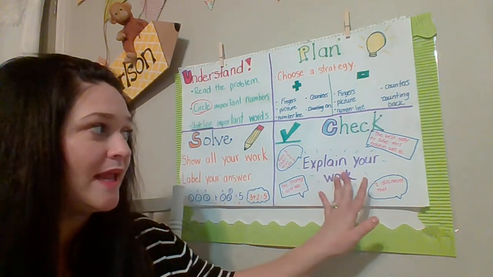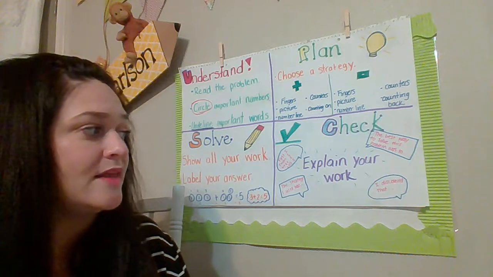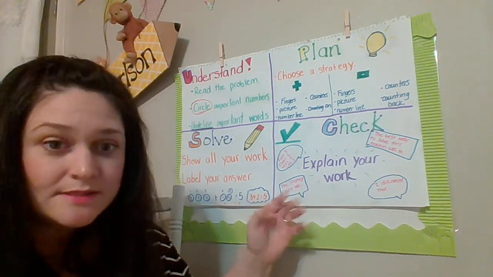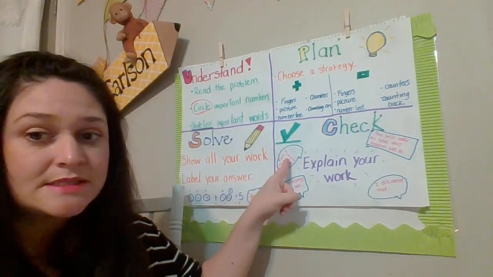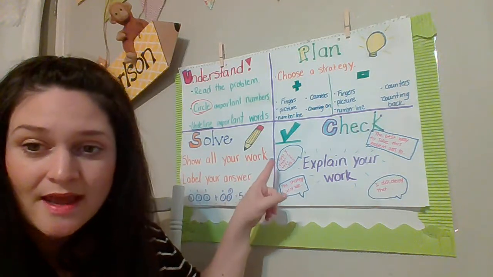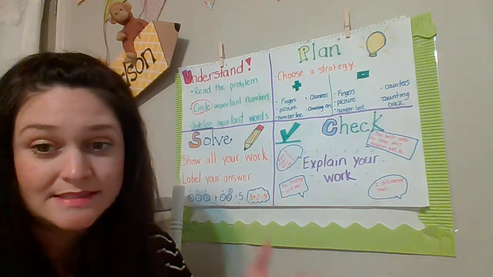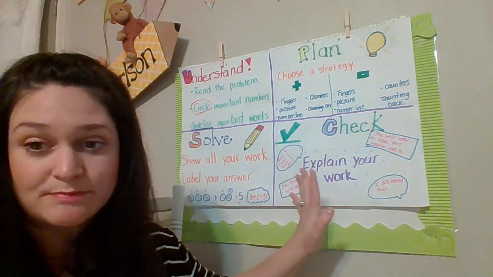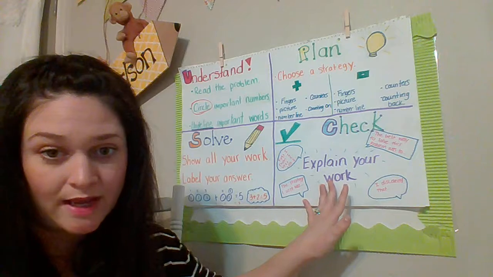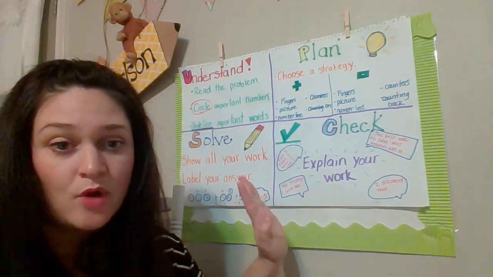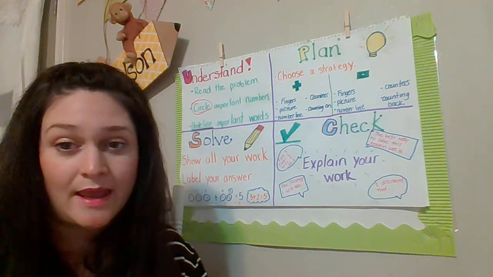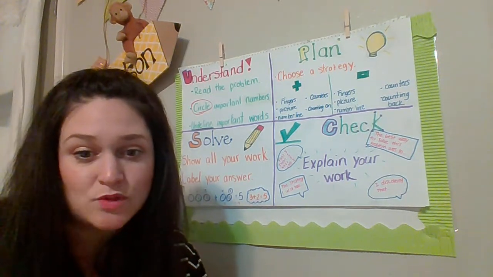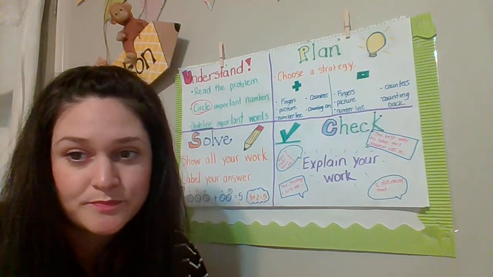How do you know? Can you tell me what steps you went through? And so when you're explaining your work, you're going to say things like, the strategy I used was, or you might say, first I did this, then I did this, last I did this, and that's how I got my answer. So you're using words to explain your work. Okay, so those are our 4 steps. I'm going to show you an example of what those 4 steps look like in an actual word problem.